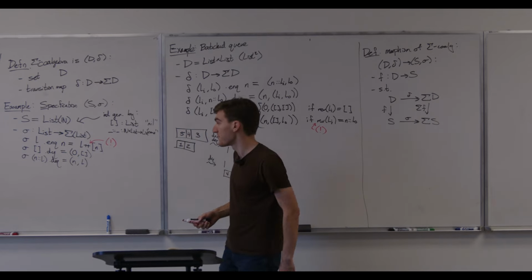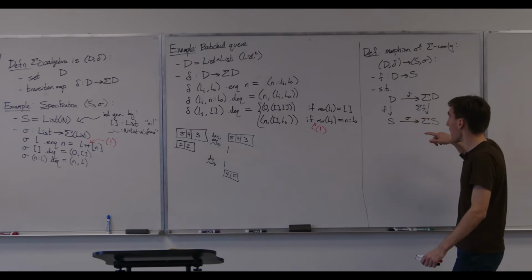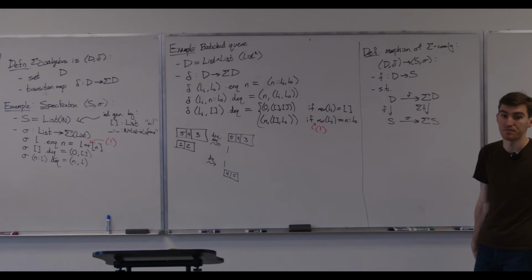So if I wanted to convince myself I have a correct Q, exactly, I do something maybe more complicated, but I have to give you a morphism into that coalgebra.